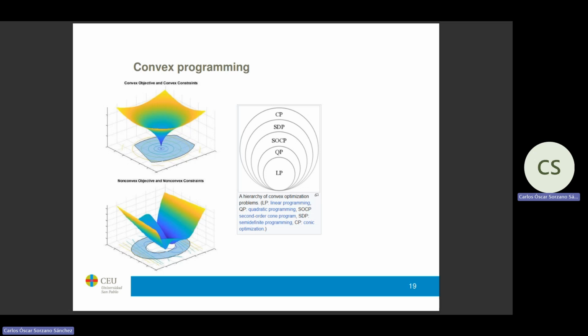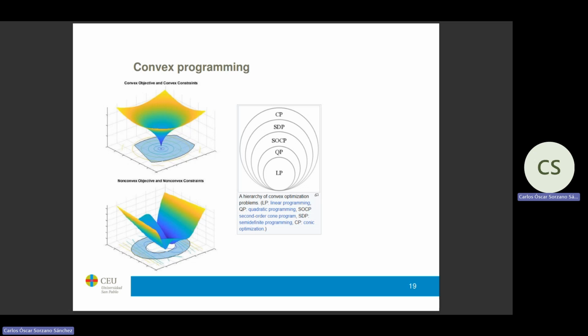So this feasible region here is non-convex, because if I take 2 points here, the line is not fully contained in the set, and then finding the minimum of this function is much more difficult. Okay, so all these problems are convex.